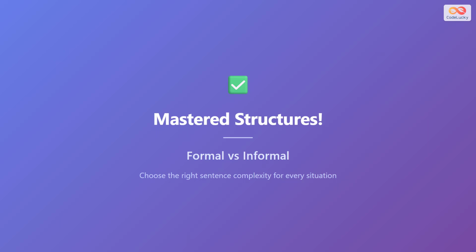Congratulations! You have now learned the core differences between formal and informal sentence structures. You understand simple, compound, and complex sentences, and you know when to use each one. As you continue learning English, always remember to choose the right sentence complexity for every situation. This skill will make your English more effective and appropriate in any context.